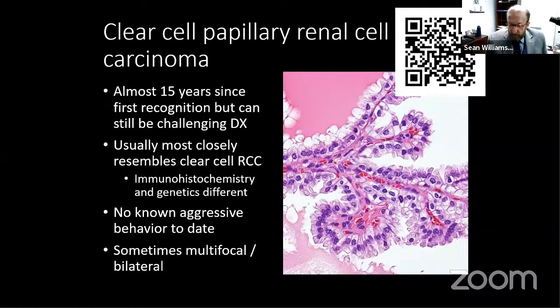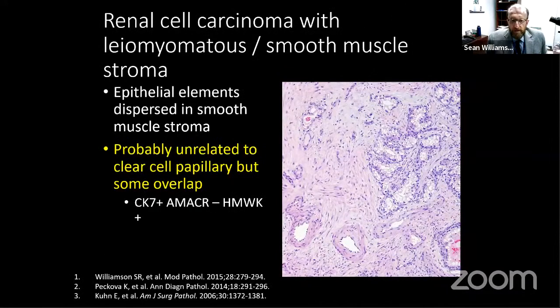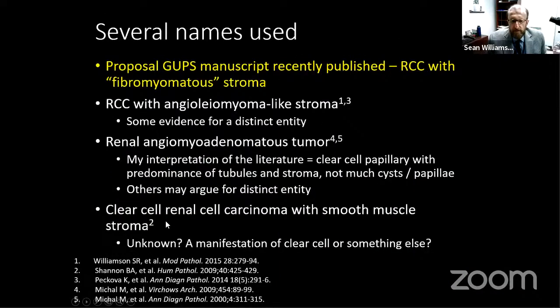I won't talk too much about clear cell papillary renal cell carcinoma today, but I will talk about some entities that have some overlap. One entity that I think has some overlap with clear cell papillary is so-called renal cell carcinoma with leiomyomatous or smooth muscle stroma. In these tumors, you have abundant epithelium dispersed in a sea of smooth muscle stroma. I'll try to convince you today that I think this is unrelated to clear cell papillary renal cell carcinoma, but there is some overlap in the immunohistochemical phenotype. Up until recently, there was some discussion as to whether they were potentially related. In particular, they're both positive for CK7, negative for AMACR, and frequently positive for high molecular weight cytokeratin.